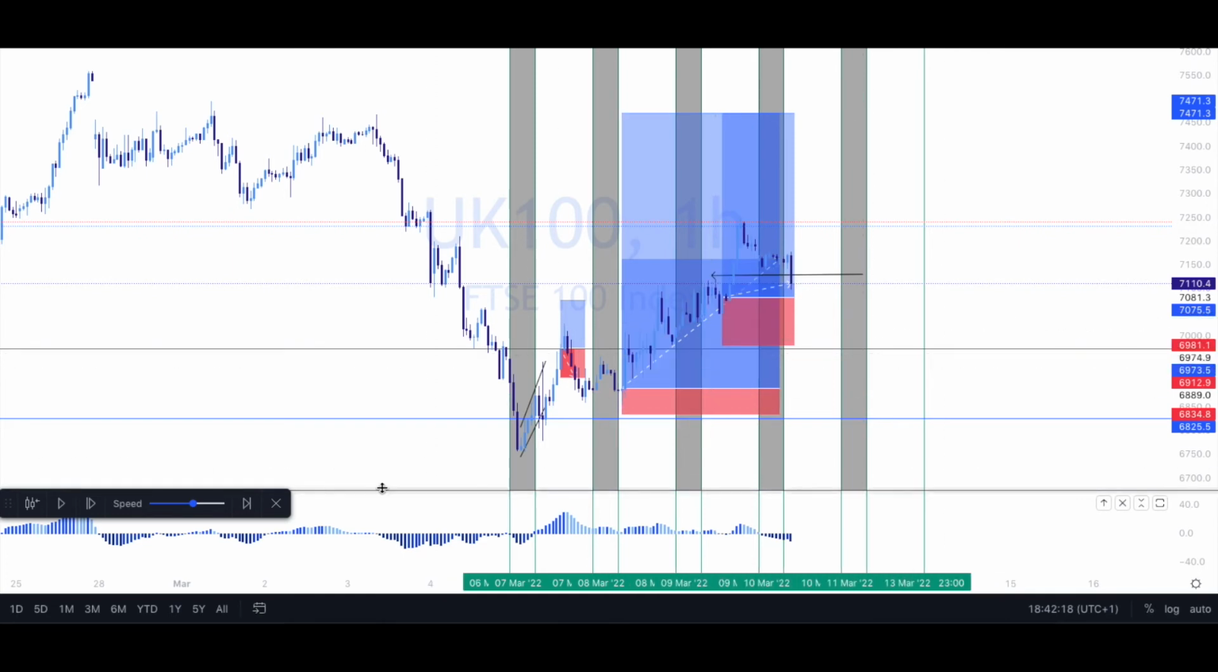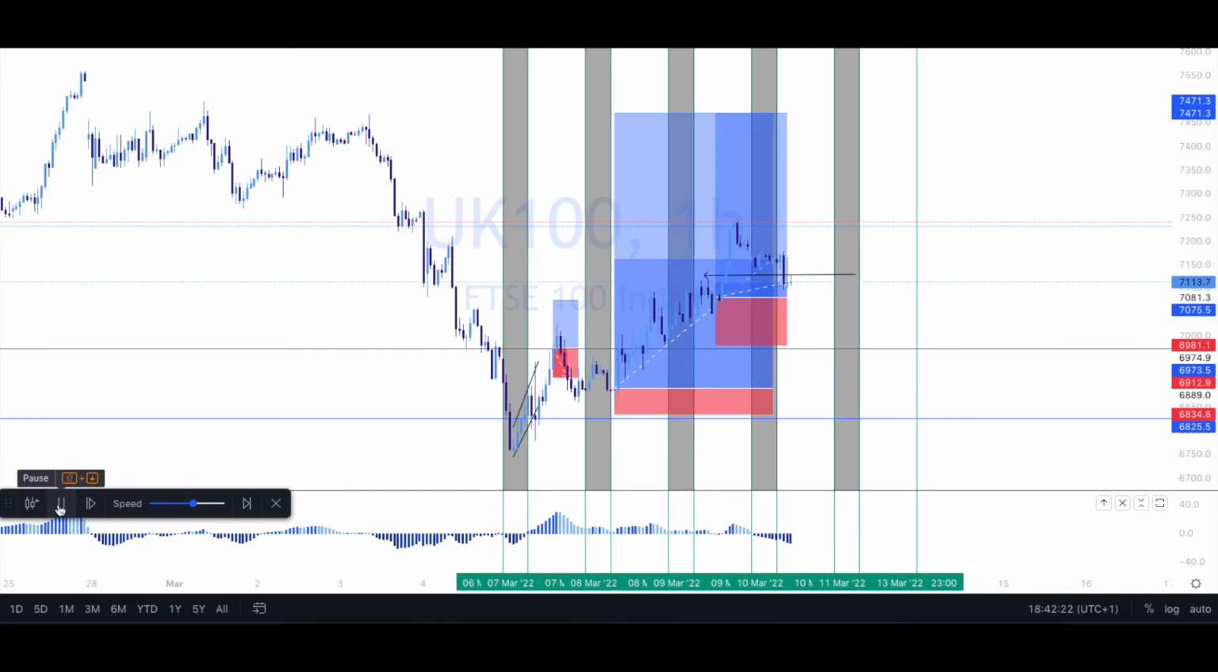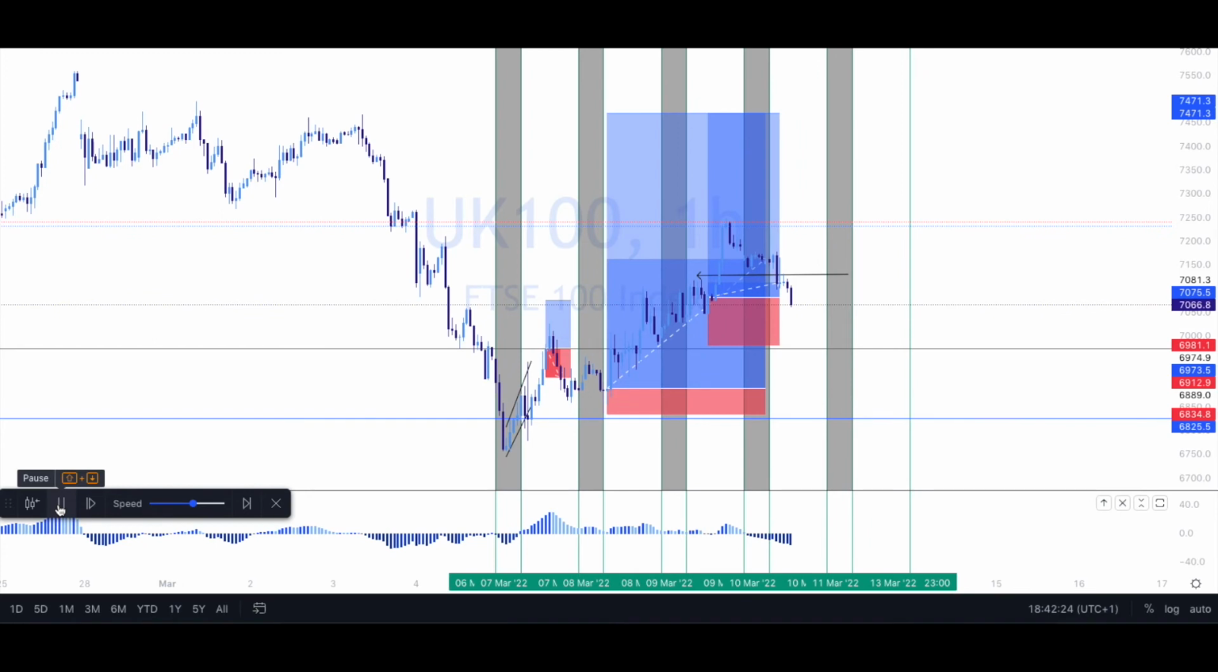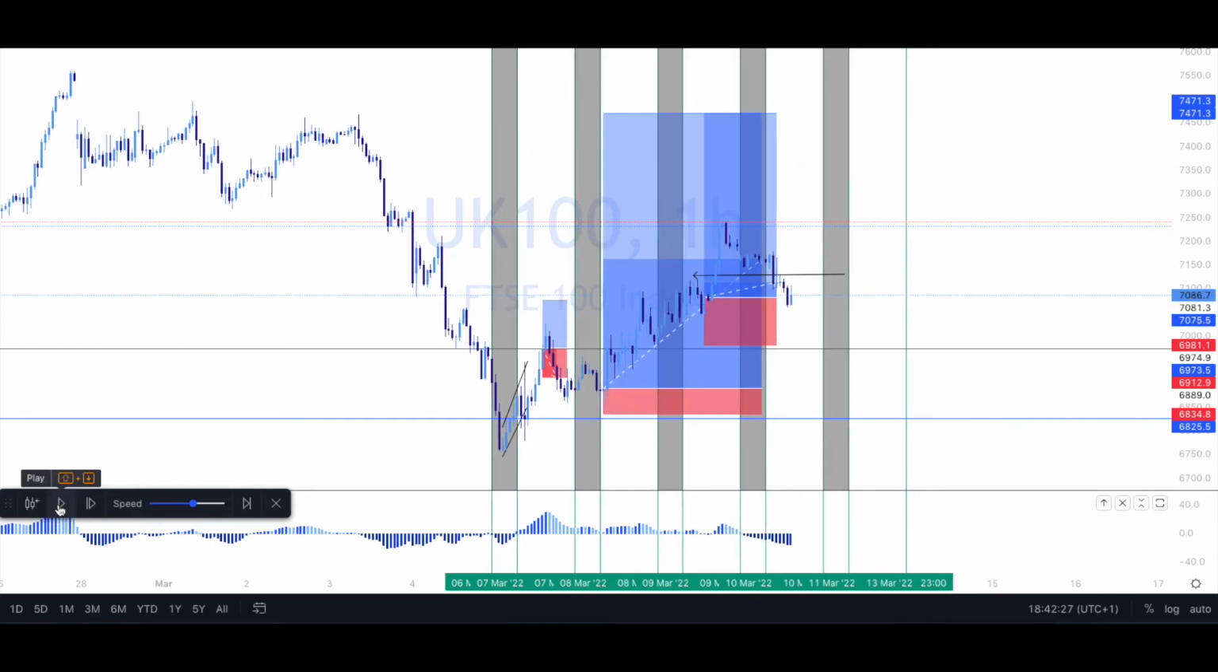So let's just let that play on. But as you can see, we're in the bullish trend at the moment. So we're looking for bullish opportunities. That's what I'm looking for anyways. Bullish opportunities within this trend that I can take. Right?